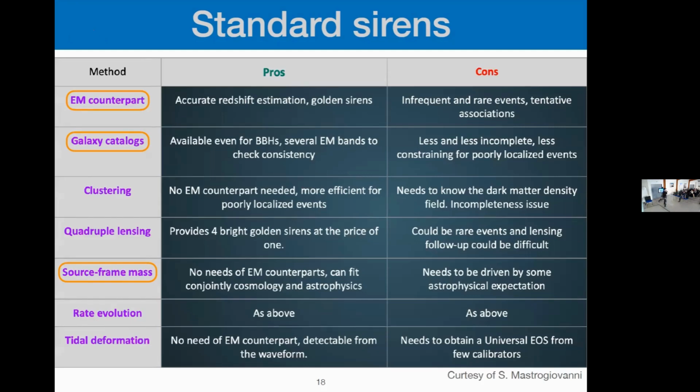Okay, there are other methods that I'm not going to discuss because they are, let's say, less relevant, at least today. They will maybe be more important with 3G detectors. Of course, lensing: if you get lensed sources, you might be able to constrain cosmological parameters from the time delay between the images. You can use the tidal deformability of neutron stars to decouple masses and redshift and so on. All these effects will be very useful in the future, but nowadays we cannot use them.